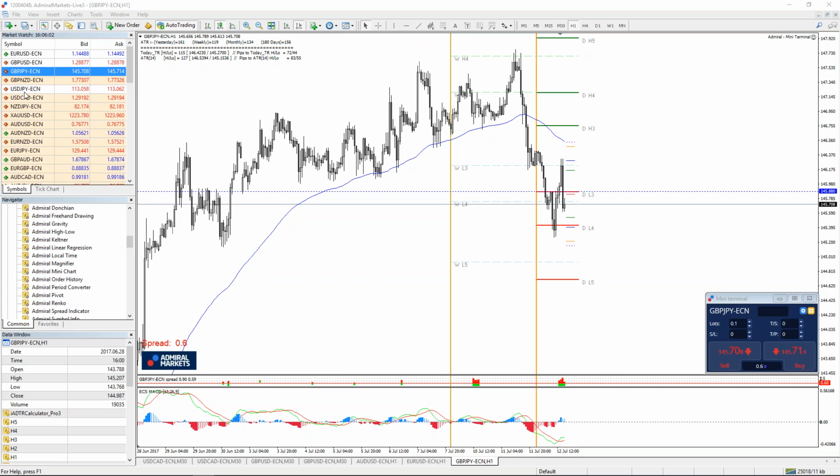Okay, I will make a small trade here, guys. I will make a small trade here, buying the pound yen, and definitely I will put my stop loss below this point, so it will not be a big stop loss. So pound yen, I'm risking now.